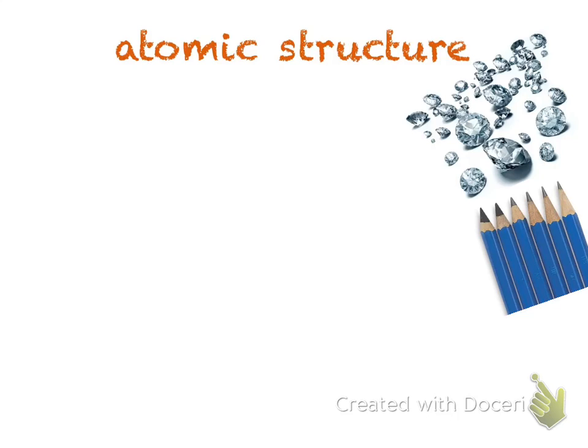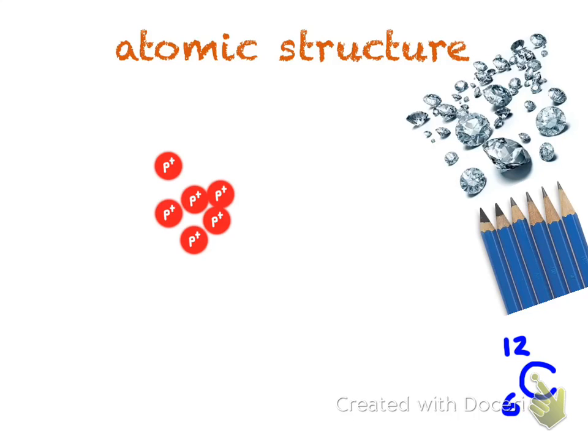Now, if you have a look on the periodic table, you'll find that carbon has an atomic number of 6 and a mass number of 12. Let's just quickly remind ourselves what that means. Every atom contains protons that are located in the nucleus of the atom. The atomic number of 6 tells us that there are 6 protons in carbon's nucleus.